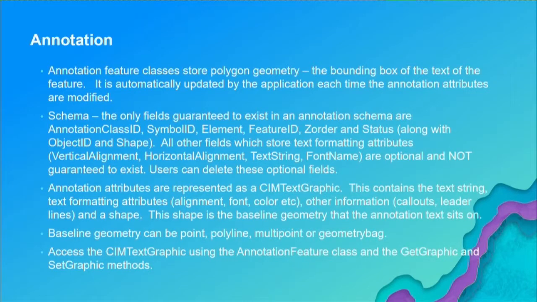And that baseline geometry can be one of many geometry types. It can be a point, it can be a polyline. One of those polylines could be a 2-point line, it could be a Bezier curve, it could be an elliptic arc, it could be a multi-point, or it could also be a geometry bag, which is a new geometry type that got added at 2.1. So in order to access the sim-text graphic, you need to use an annotation feature object, which comes from the ArcGIS.Core.Data.Mapping namespace. And because it's a sim object, you have a getter and a setter. Similar to get definition and set definition, we have the get graphic and set graphic methods. Next, please.